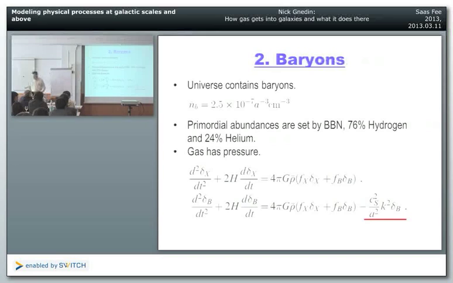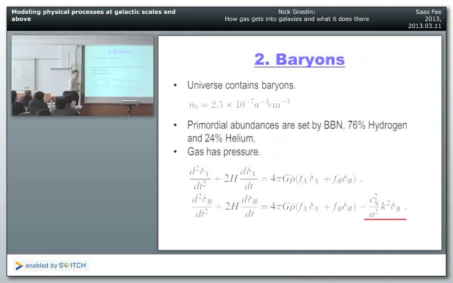Okay, so that was an introduction, a starting point. I assume you all know that, or at least you should know that. So now we go to the actual first part of my lecture, talk about baryons. So what do baryons do on large scales?